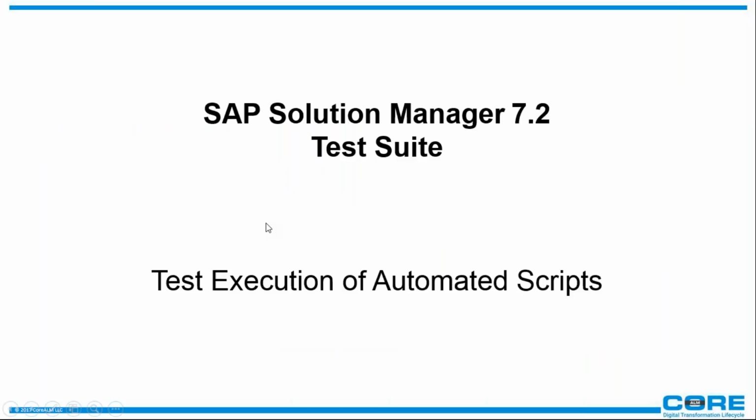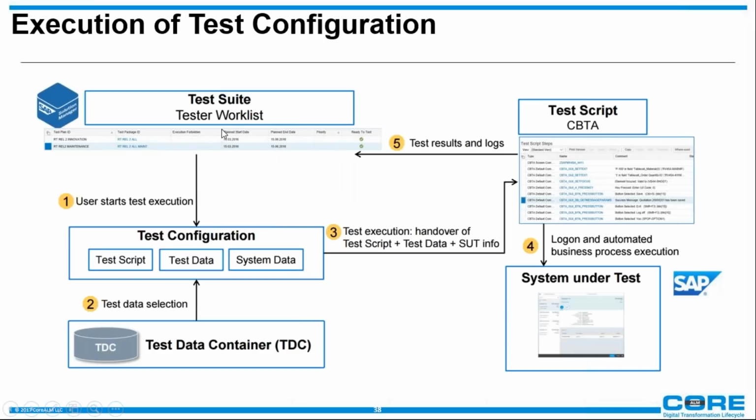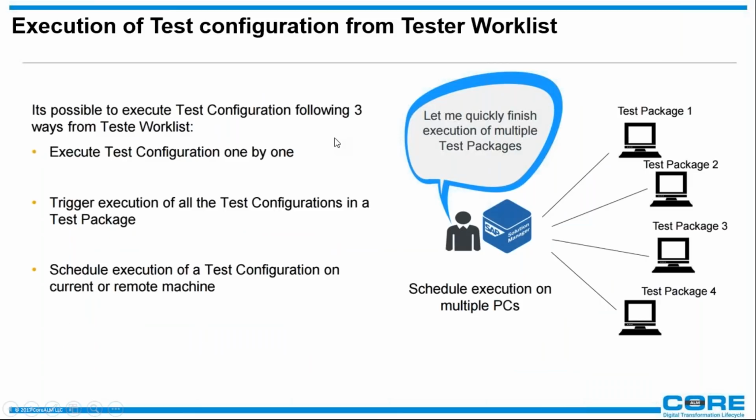So test execution of automated scripts, the way that works. Within Test Suite, there's a couple of ways, and one of them is Test Suite with a tester work list, and we touched on this in the previous webinar. That starts the execution, uses the test data container, and then the test script plus the test data plus the system under test. It runs and then creates the test results.